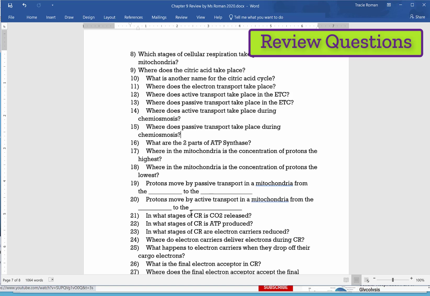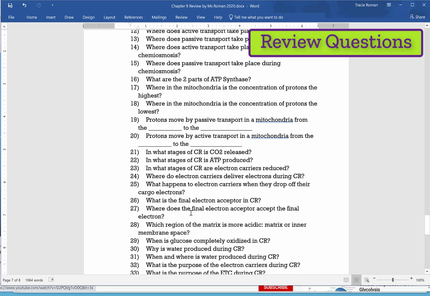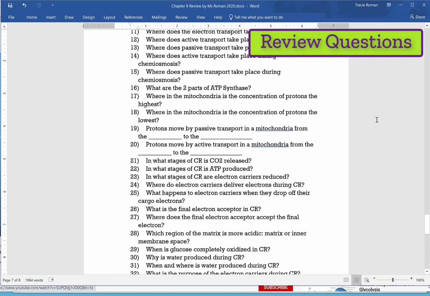Question 21. In what stages of cellular respiration is carbon dioxide released? So carbon dioxide is released during two of the stages. The first being the prep step, and the second being the Calvin cycle.